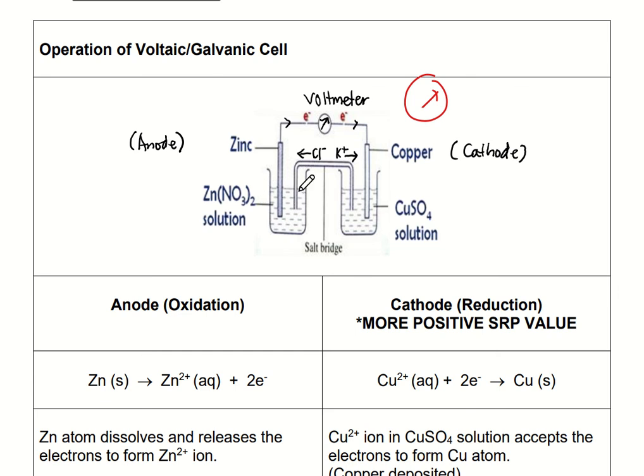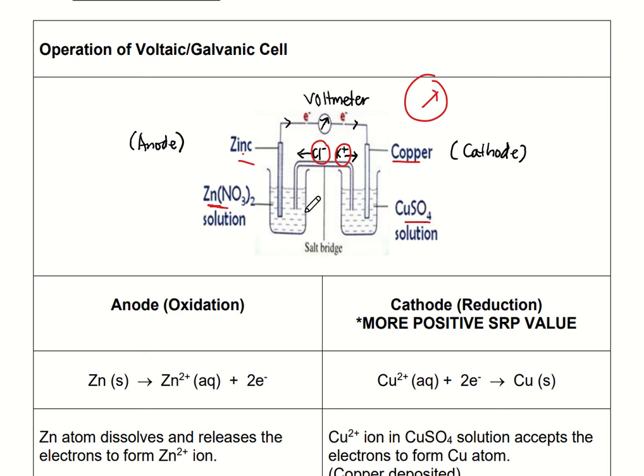Okay, solution yang you nak pakai. You ada salt bridge, salt bridge you kena letak apa yang dia bagi. Kalau ada soalan dia bagi KCl, then you tulis K plus dengan Cl minus. Lepas tu dia ada zinc electrode, lepas tu dia ada solution dia. Solution dia mesti sama. Kalau zinc, mesti ada zinc dalam ni. Contoh dia pakai zinc nitrate. Kalau yang satu lagi dia pakai copper, so solution dia copper sulfate.